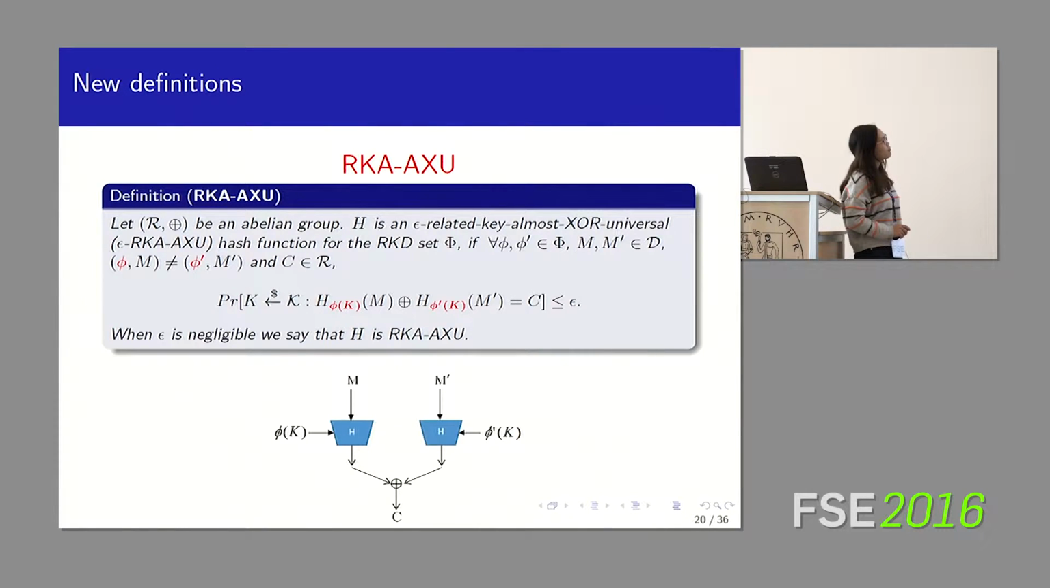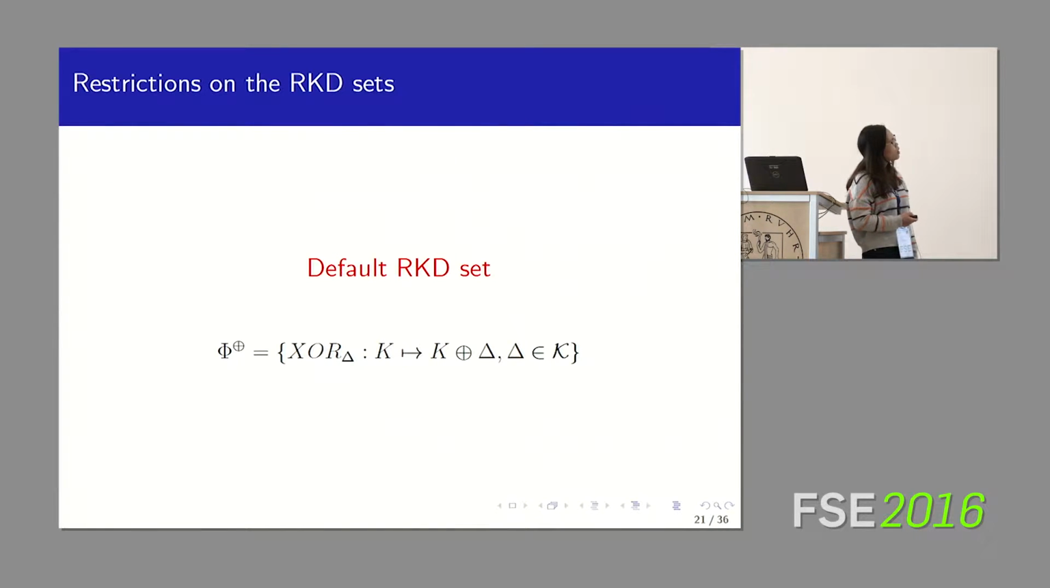Similarly, we define the RKA-AXU function like this. For any element C of R, if the probability satisfying this equality is small, we say that H is an RKA-AXU function. In our paper, we take the XOR set as the default RKD set.